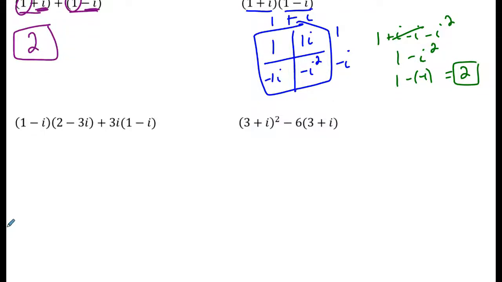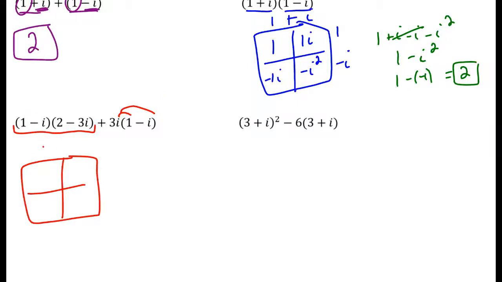All right, so I need to multiply these two complex numbers first. I'm going to make a table, and then I need to distribute here. So you could make a table here and get what? So let's see. 1 minus i, 2 minus 3i. 2 minus 2i minus 3i. So I had a negative, so that's a positive 3i squared.